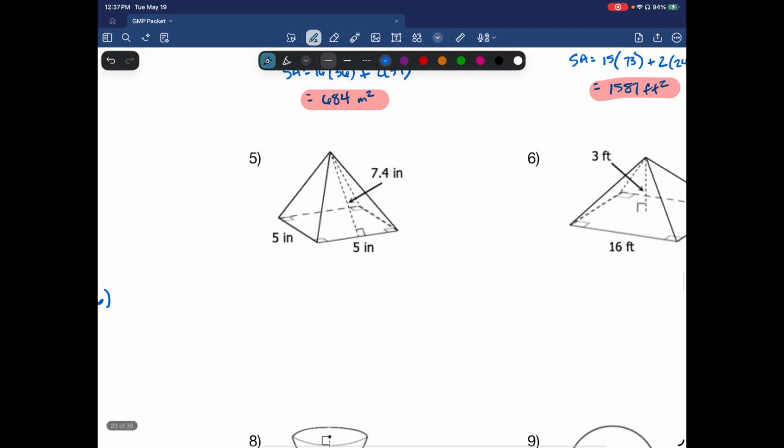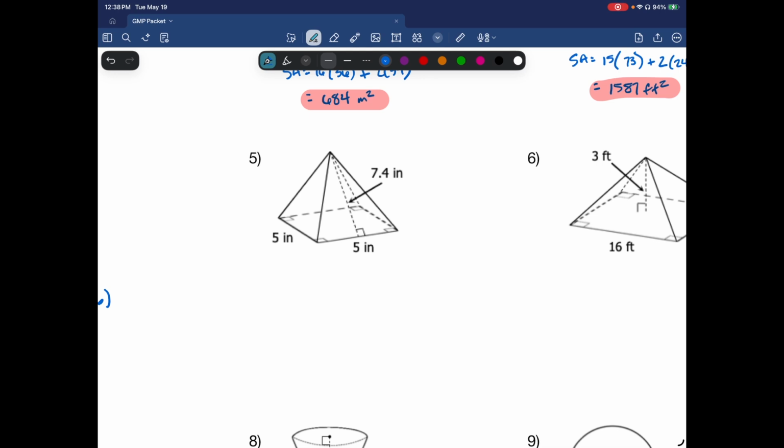Now on number 5, we're dealing with pyramids. When you deal with figures that go to a certain point, like pyramids and cones, you introduce this thing called lateral area, which is lateral height, and that is the height of the face. So like right here, 7.4 is the height of the face, not the height of the pyramid.